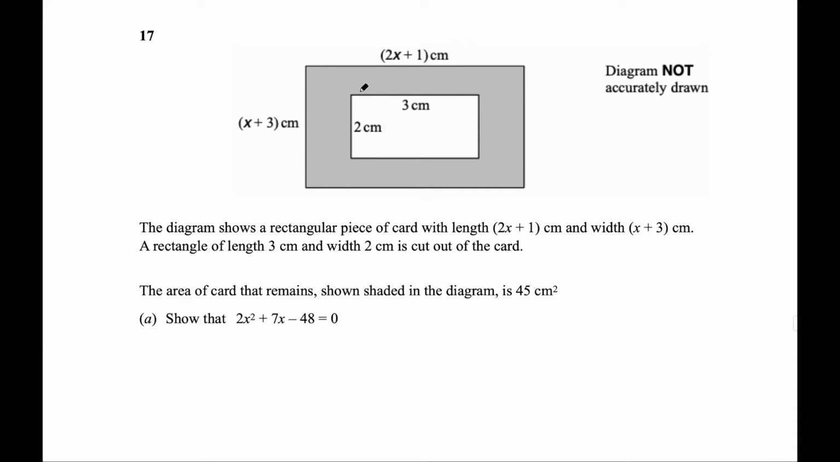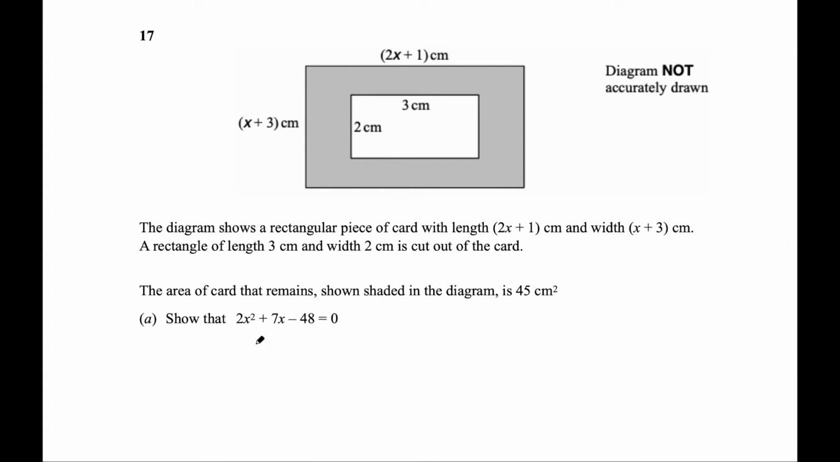Question 17 gives us a diagram. It says the diagram shows a rectangular piece of card with length 2x plus 1 and width x plus 3. A rectangle of length 3 centimeters and width 2 centimeters is cut out of the card. The area of card that remains, shown shaded in the diagram, is 45 centimeters squared. Show that 2x squared plus 7x take 48 equals 0.